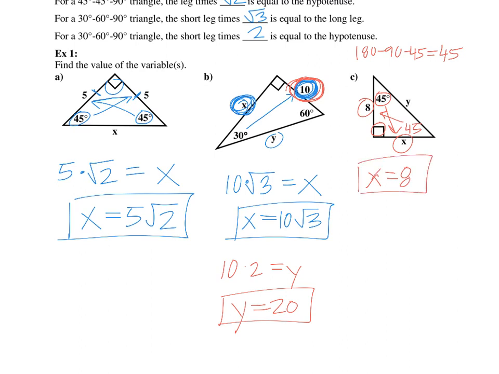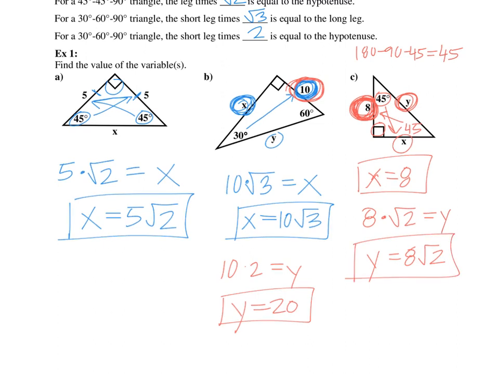Now, what do you do to the leg of a 45, 45, 90 triangle to get the hypotenuse? You take the leg, you multiply it by square root of 2, and you get the hypotenuse, y. So y is equal to 8 square root of 2. Done. Let's do some more examples.